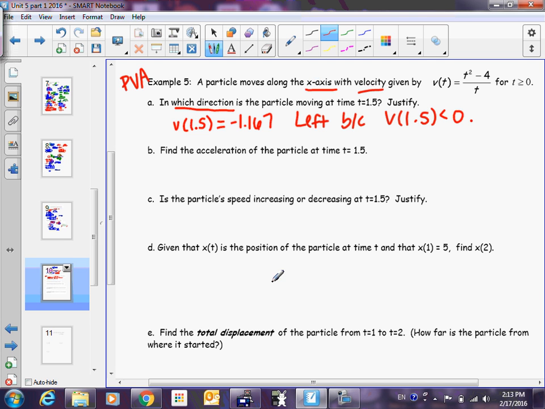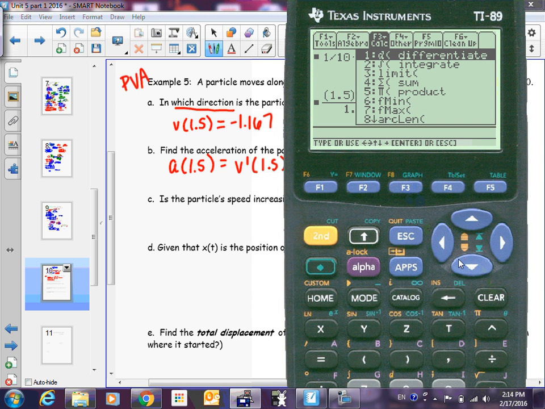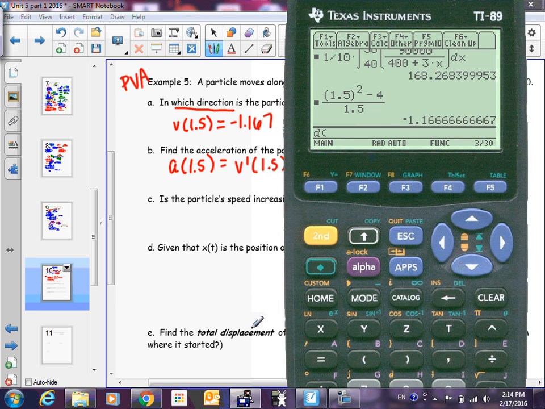Okay. B. Find the acceleration. So given velocity, find the acceleration at 1.5. How am I going to do this? Find the derivative of velocity at 1.5, and your calculator will do all of these things. Those of you who are really struggling with a lot of the rules in here, you need to get really good at the calculator so that you can get these calculator problems. So I'm going to remind you of how to do this. F3 integrates and differentiates. It just pulls up a little d there.